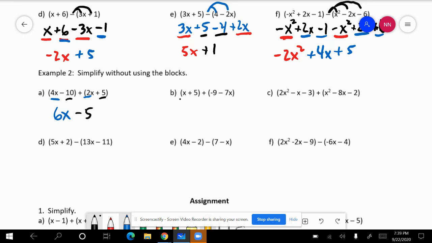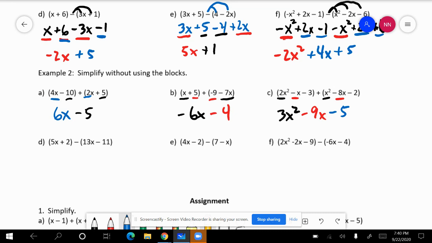For the next one, we have x and negative 7x. That gives us negative 6x. What we have is 5 and negative 9, which gives us negative 4. Looking at letter C, we have 2x squared and x squared, which is 3x squared. Then we have negative x and negative 8x, which is negative 9x. And our last one, we have negative 3 and negative 2, which is negative 5.